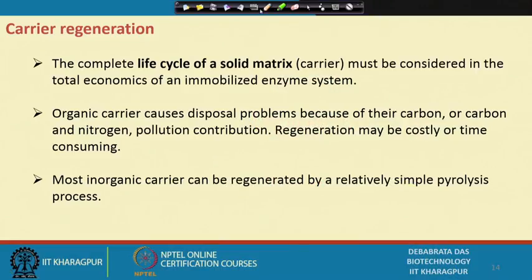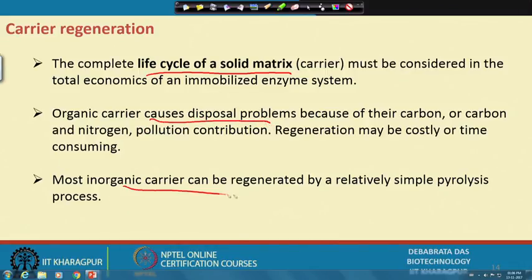Now carrier regeneration, what I was talking about: the life cycle of the solid matrix is very important, that is how long you are going to use it. The organic material causes a disposal problem, that is very important. But an inorganic carrier can be regenerated relatively simply with the help of a simple pyrolysis process. I was talking about simple heating, by which we can do that.